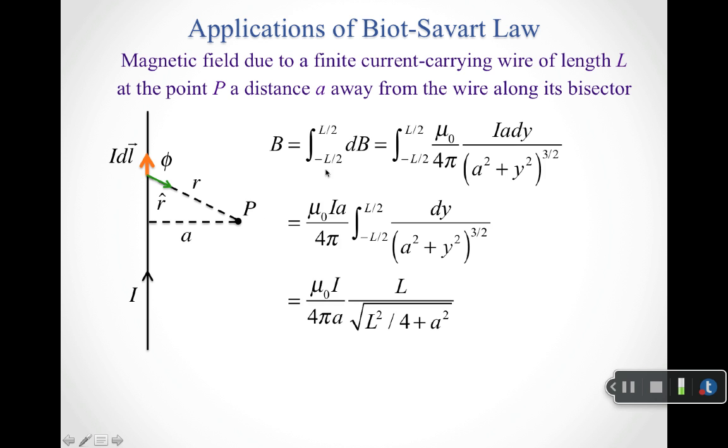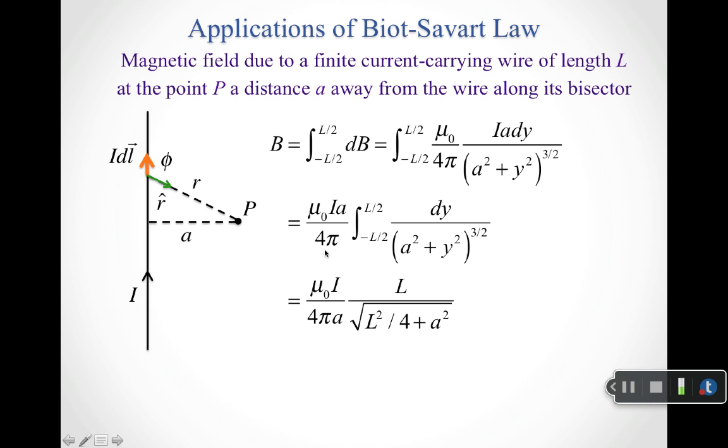Again, given the way that I've set up this problem, I'm going to integrate from negative L over 2 to L over 2 in terms of what's going on in y. When I plug in this expression, mu naught is a constant, 4 pi is a constant, the current is going to be constant, and a is just some distance that we're holding fixed. So these things I can all pull out, but the dy term is going to stay in, that's my variable of integration, and this term includes my variable of integration, so I can't pull it out.